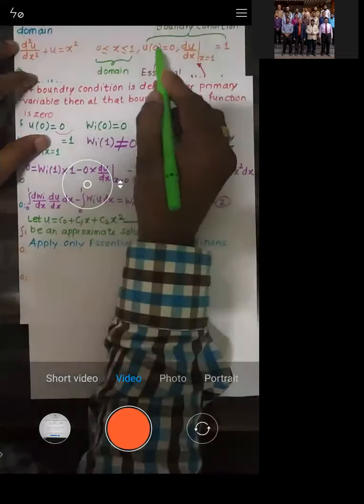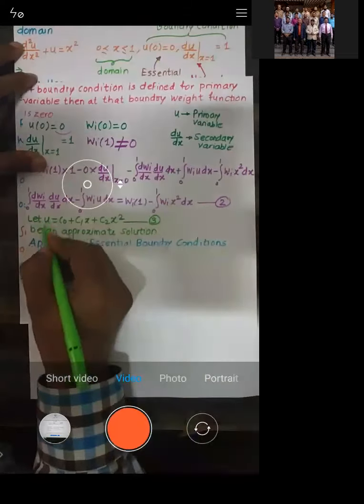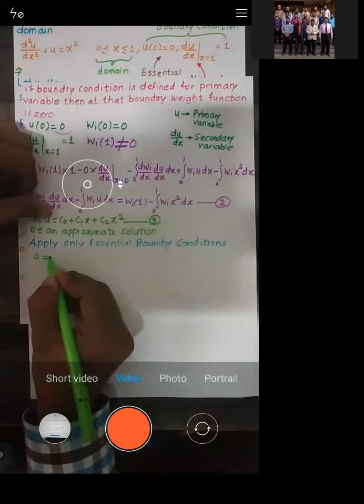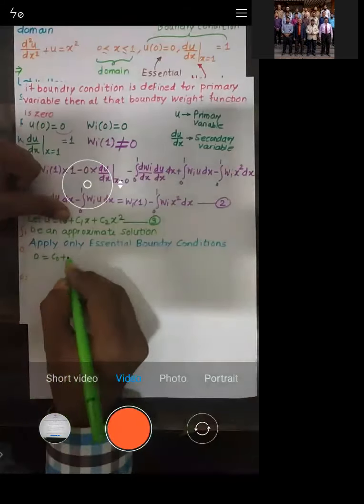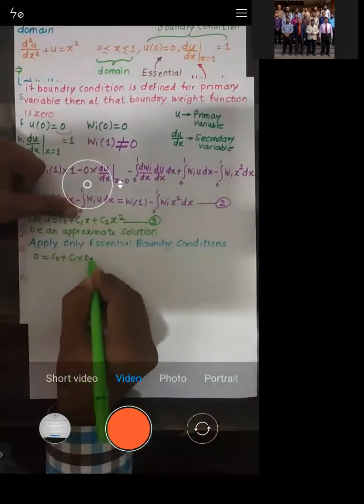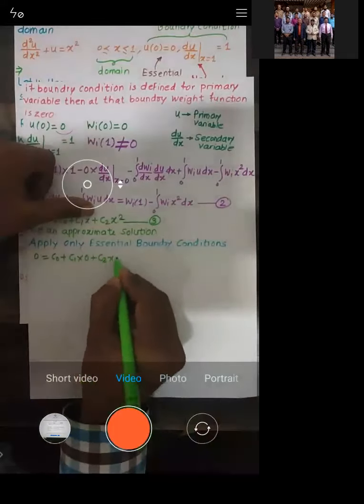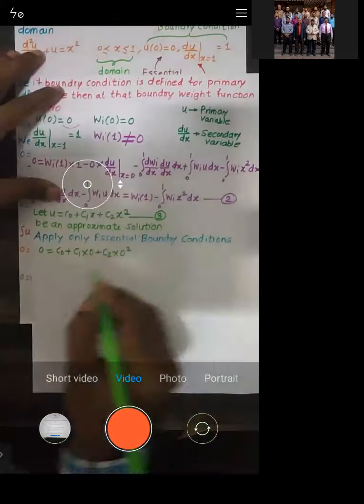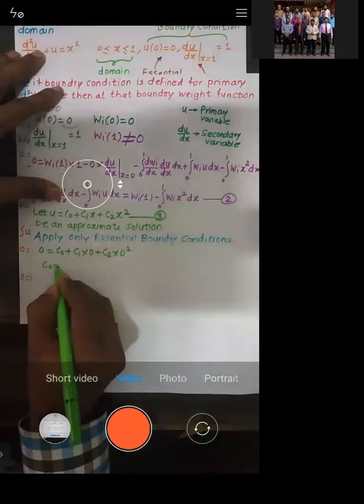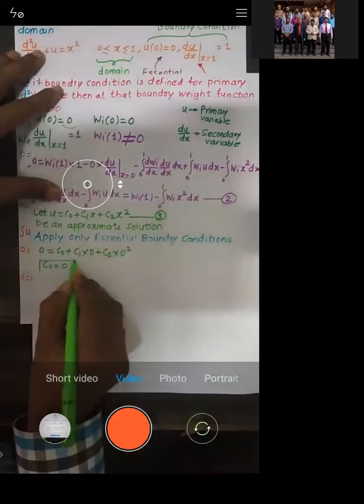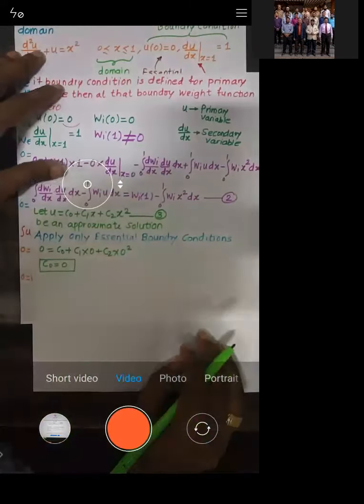u is 0 when x is 0. So I'll take the value of u equal to 0 and put x as 0. So c0 as it is, c1 into x is 0, plus c2 into x is 0 square. So I will get the value of c0 equal to 0, right? I got the value of c0 as 0.